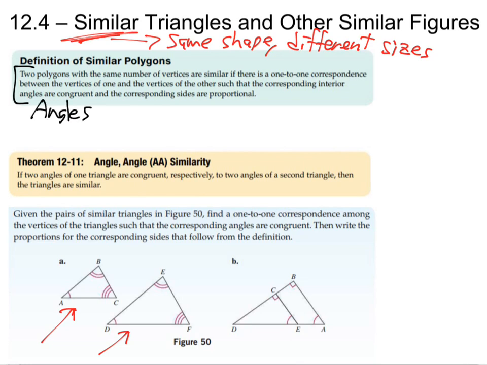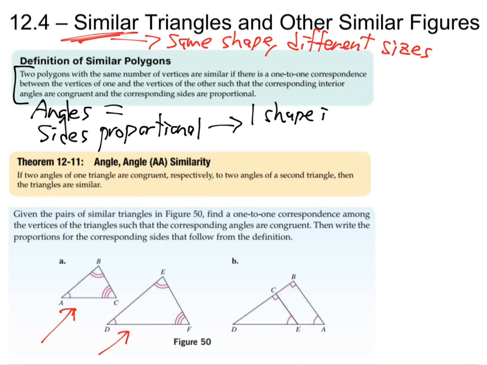Angles are equal and sides are proportional. That's basically the gist of what it said. Two shapes are similar if the angles are equal and the sides are proportional. Now, what does proportional mean? Like, one shape is 2 times the other, or 3 times the other, etc. So that's what we mean by proportional. One is a proportion of the other. One is double or triple or quadruple or whatever the other.